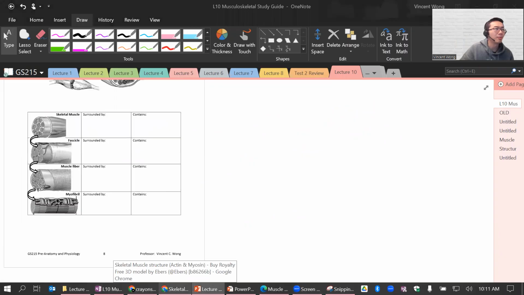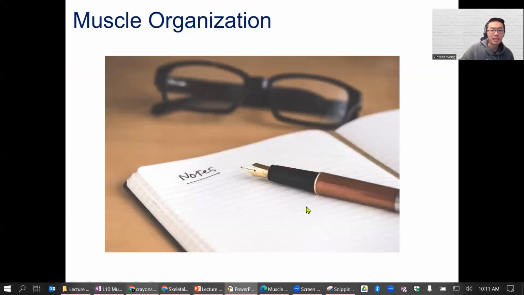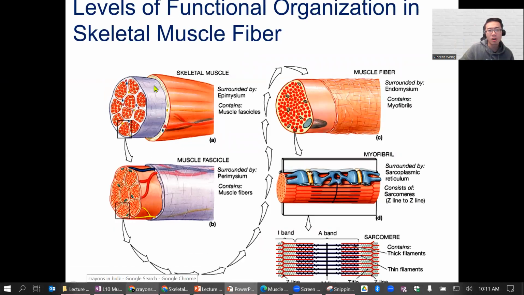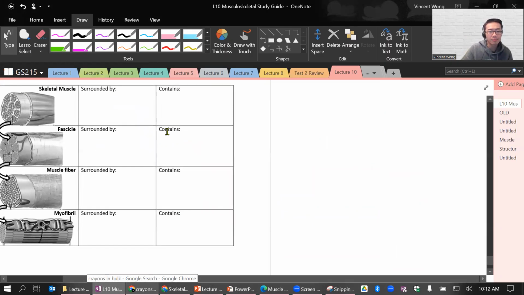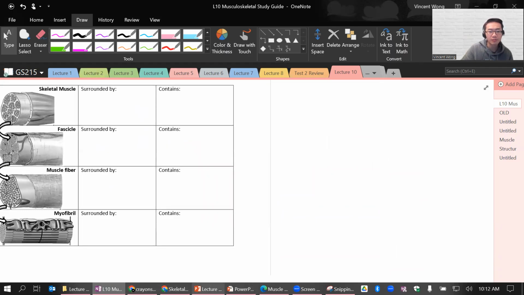Alrighty. Let's go back to our PowerPoint slides. We're almost there. We are going way faster than I anticipated. So more of the same thing, right? Just professional drawing, pulling things out one at a time, and eventually we get to the sarcomere. Okay, you can read this on your own. It tells you what it is surrounded by and what it contains. So you can use this slide as a reference to help complete this table. I basically copied the images over, and then you can just fill it in yourself.